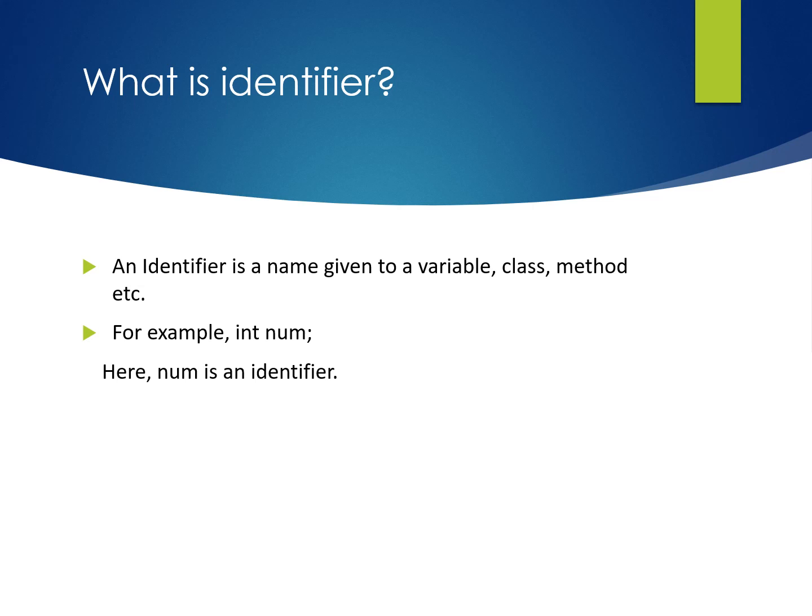Now, what is identifier? An identifier is a name given to a variable, class, method, etc. For example, int num. So num is an identifier here.